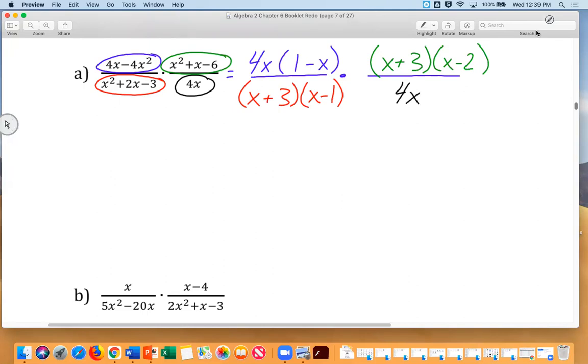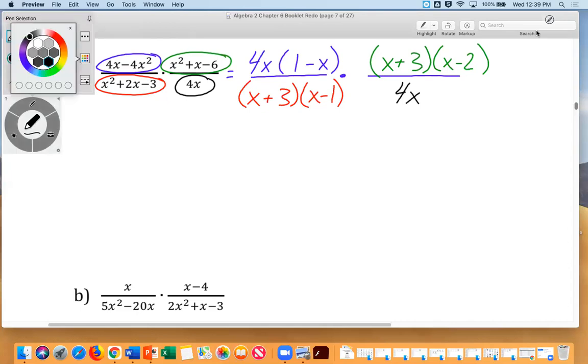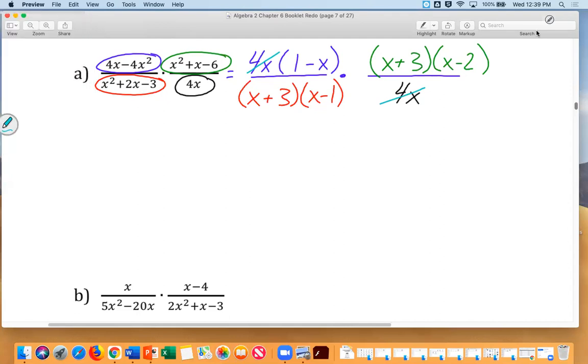Now that I've broken it down into its parts, well, Kailana, what do you say? All right, hold on. There are 2 4x's. These cancel. Very good. Mike, what else do you see? Anything the same on top and on bottom? Yeah, the x plus 3's, they cancel.